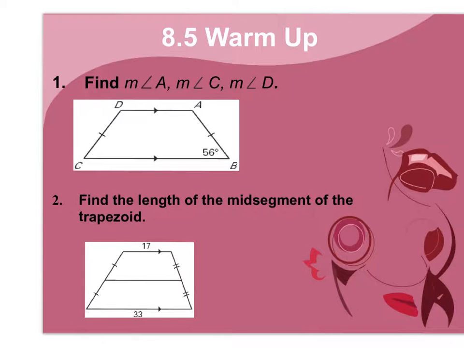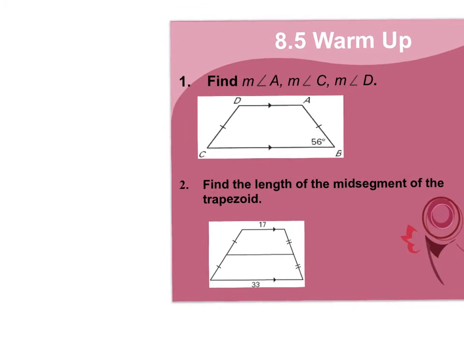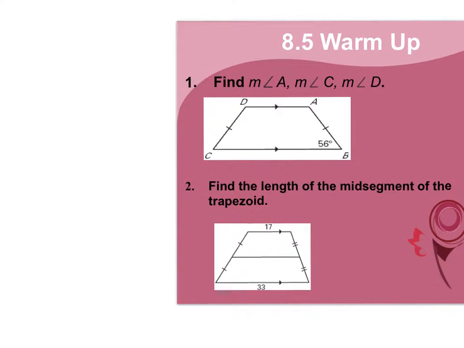All right, so in 8.5, we learned about 2 additional quadrilaterals, right? The first one being a trapezoid, second one being a kite. Who could tell me what you know about a trapezoid? Alejandro.